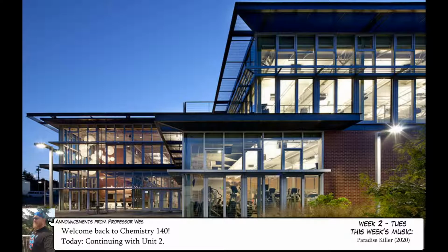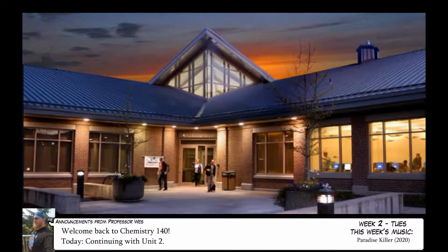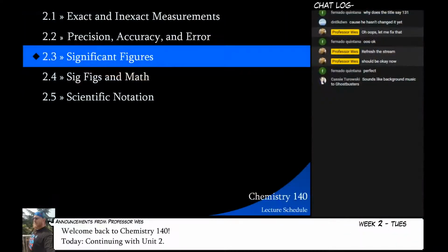Welcome back to Chem 140. Today on our agenda, we are doing Unit 2. We're probably going to finish it. I don't think we need to go that much faster than that, but we're going to do some basic algebra. We're going to talk about how to do math using this new concept called significant figures.